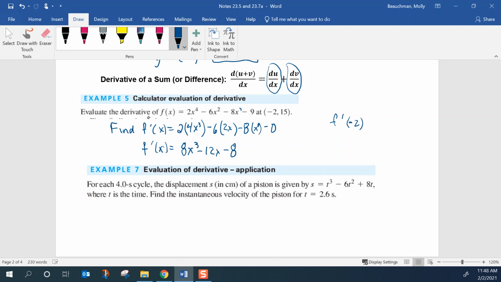So to evaluate the derivative at the coordinate -2, 15, we substitute -2 into our derivative. So we get 8 times -2 cubed minus 12 times -2 minus 8. -2 cubed is -8. 8 times -8, that's -64 plus 24 minus 8. -64 plus 24 is -40, minus 8 is -48. So the slope of the tangent line at the coordinate -2, 15 is -48.